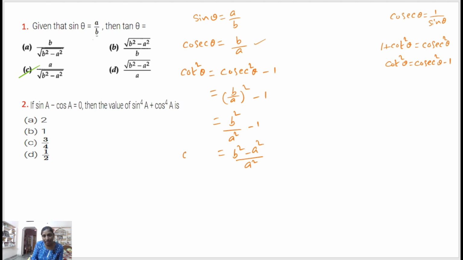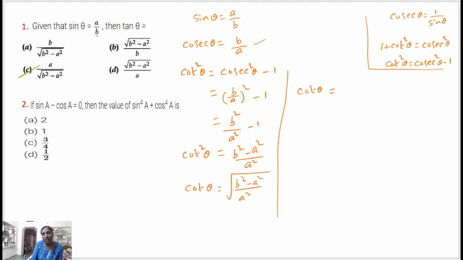Okay, but this is what? This is cot square theta. Now cot theta is equal to what? Root over b square minus a square by a square. So here cot theta is equal to root over b square minus a square by, here root over a square is a. So this is the value of cot theta.